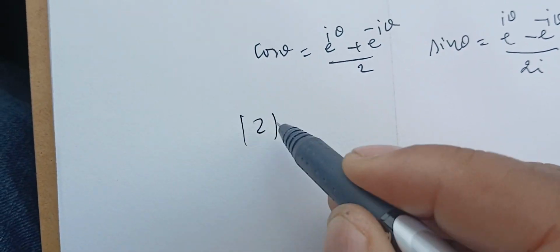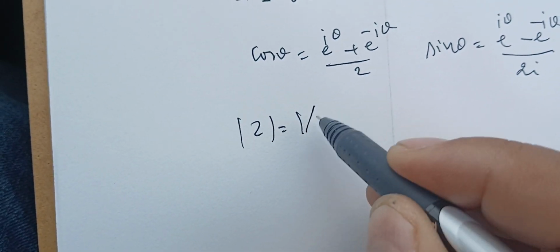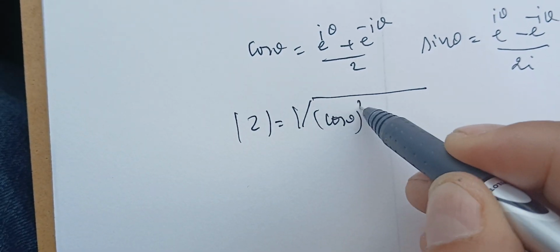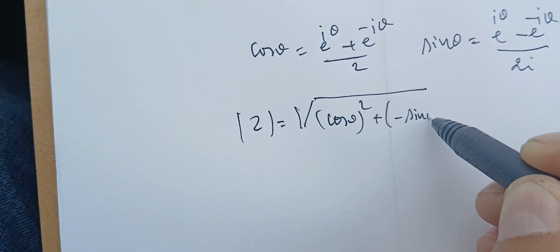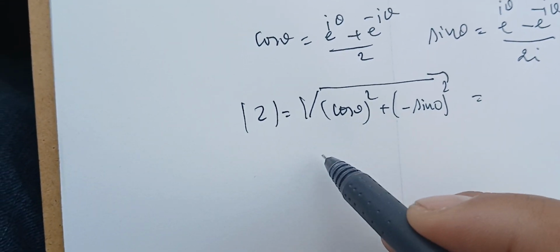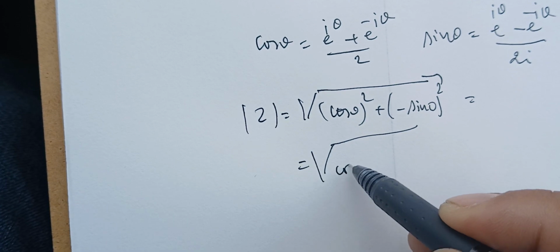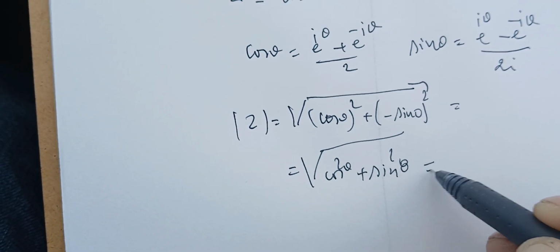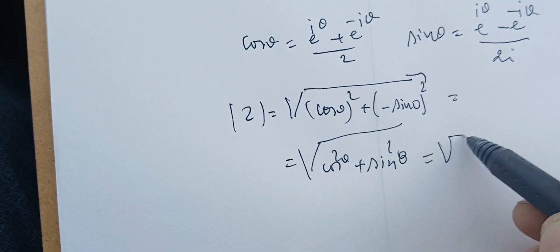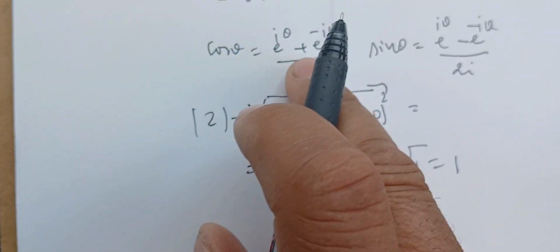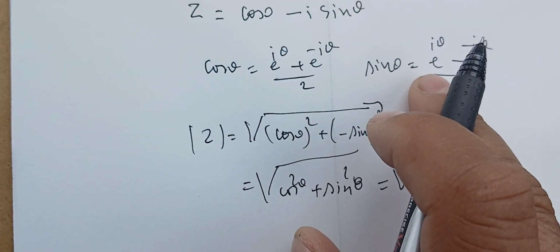So the norm of z is just the square root of the real part squared plus the imaginary part squared. Using our properties, this is cosine squared theta plus sine squared theta. But we know this is 1, so the square root of 1 is just 1. Now let's go back and replace the cosine and the sine by their expressions.